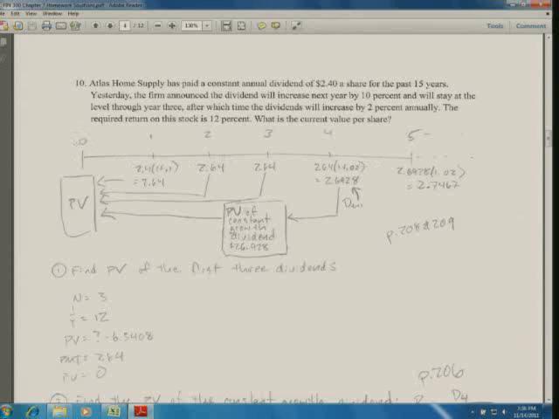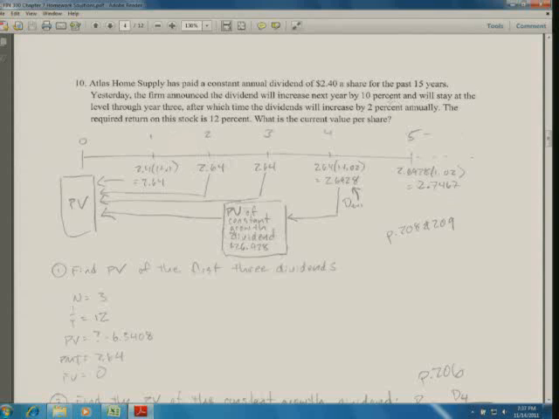So it's been paying that $2.40 a share for the past 15 years, and that's what would have happened at time period 0. But next year, at the end of year 1, the dividend we're going to receive is expected to be 10% higher than that $2.40. So to find the dividend at the end of year 1, we take that $2.40 times 1 plus our growth rate, or 1 plus 0.1. So that's 2.4 times 1.1, which makes the dividend 10% higher than it was, and we find that's 2.64. So we're expecting to receive a dividend of $2.64 at the end of year 1.